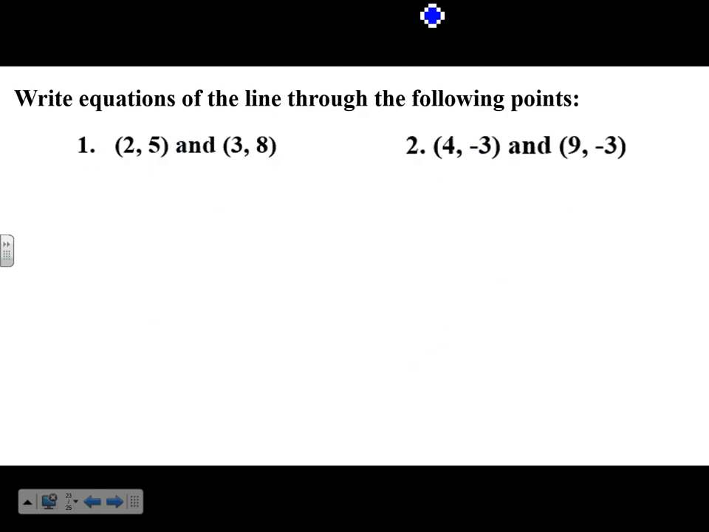Write the equation of lines through 2 points. Sorry this video is long, but I want to make sure you guys remember this. x1, y1, x2, y2. So 8 minus 5 over 3 minus 2. 8 minus 5 is 3. 3 minus 2 is 1. So that slope is just 3.